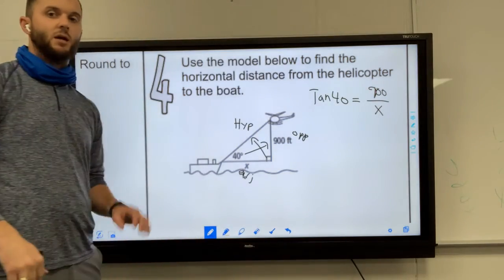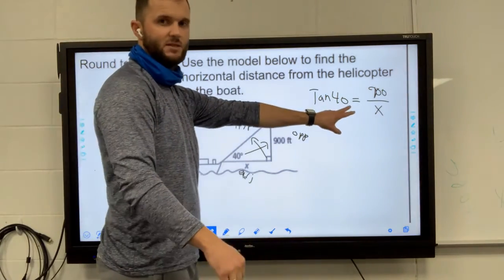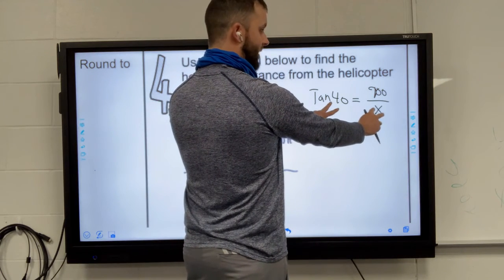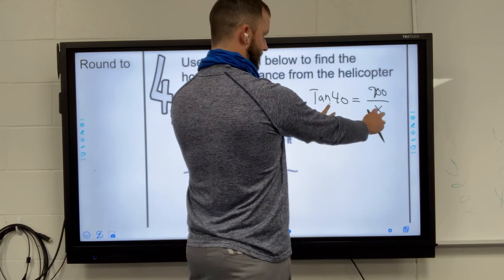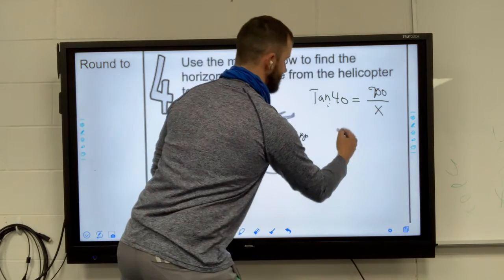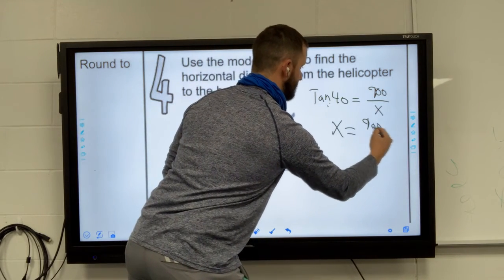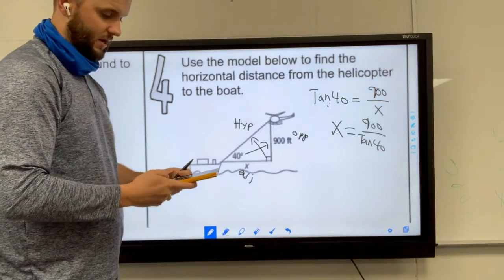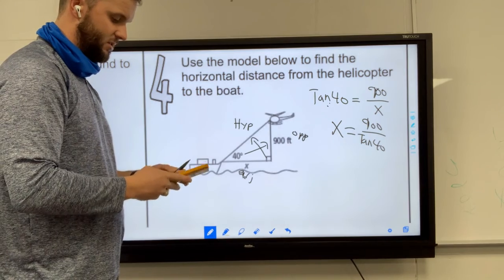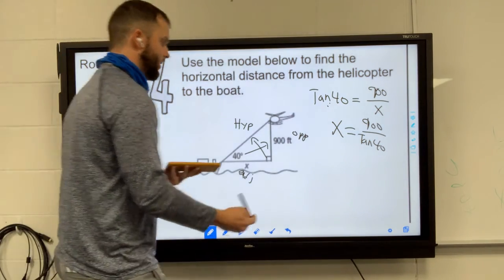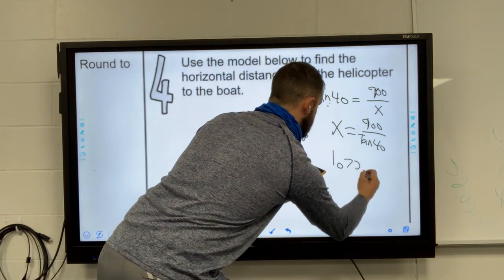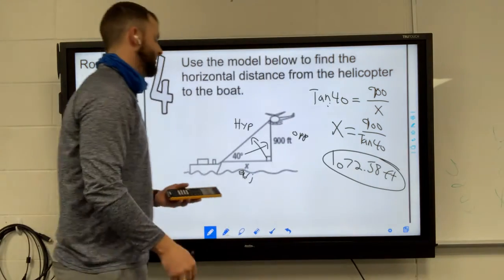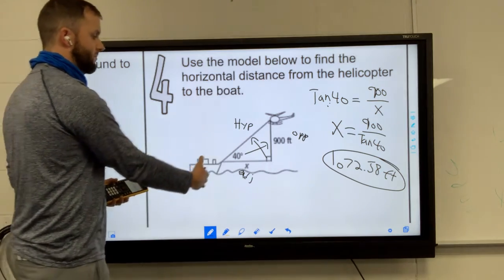which is x, okay? So in the previous lessons, I told y'all whenever you have this situation on trig ratios, whenever your x is on bottom, literally take your ratio here, which is x, and the tangent 40, and literally swap places with them. So x is going to be equal to 900 divided by the tangent of 40. So in my calculator, I'm just going to do 900 divided by the tangent of 40. And when I click that enter button, you should get 1,072.58 feet.